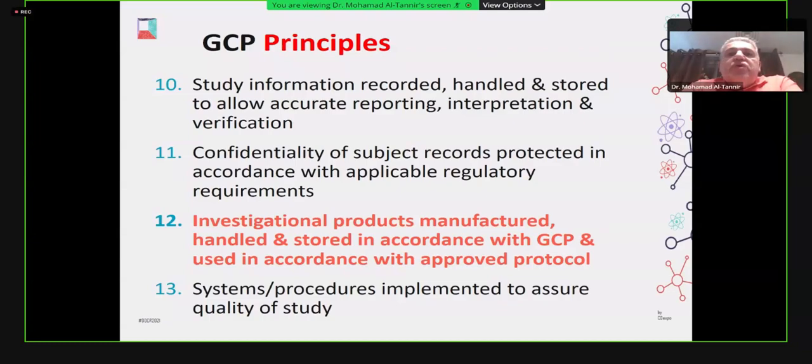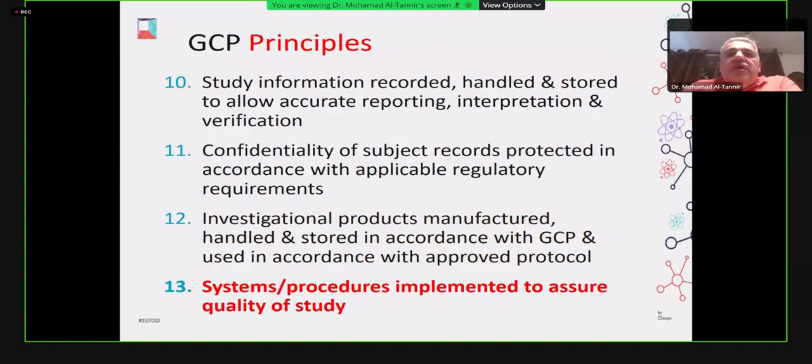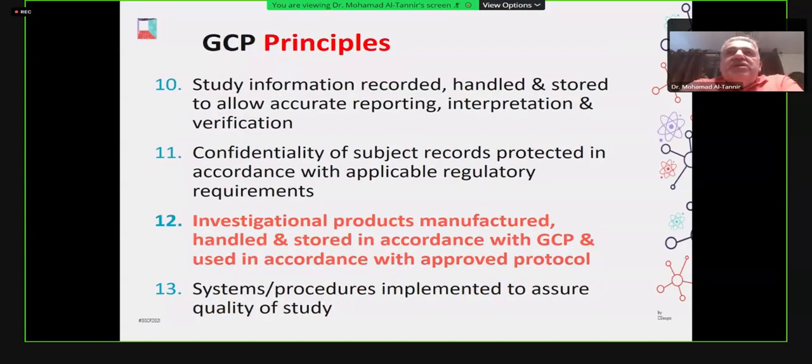Investigational product should be manufactured, handled, and stored in accordance with GCP and used in accordance with the approved protocol. This is very important. For the pharmacy of the hospital, it's preferable, if the institution is big enough and active in research, to have a research pharmacy that will get heavily involved in distributing the investigational product and making sure that the drugs are stored according to the protocol regarding temperature and quality of storage, and keeping records of how many supplies we still have, in order not to fall into a shortage of the investigational drug that may affect the good conduct of the trial.